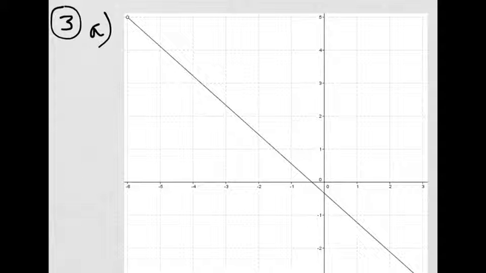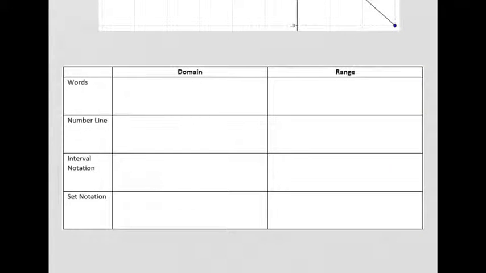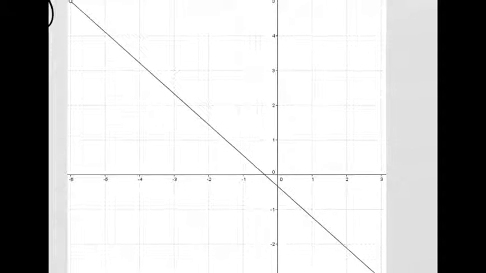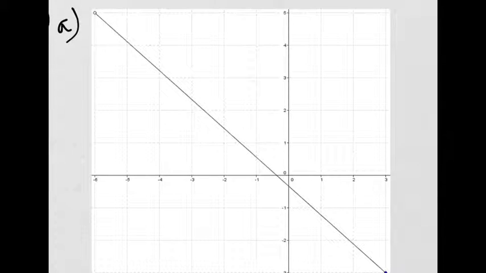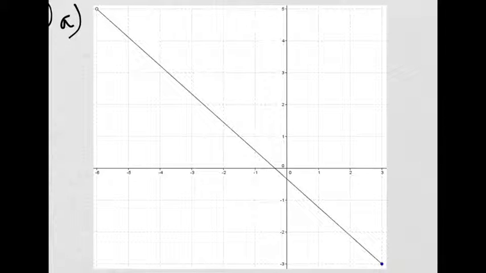What we're going to do is practice writing domain and range of a continuous relation in these four formats that we've learned: words, number line, interval notation, and set notation. Okay? So what we have for our relation up here is a straight line. Do you notice anything about the endpoints of that line?